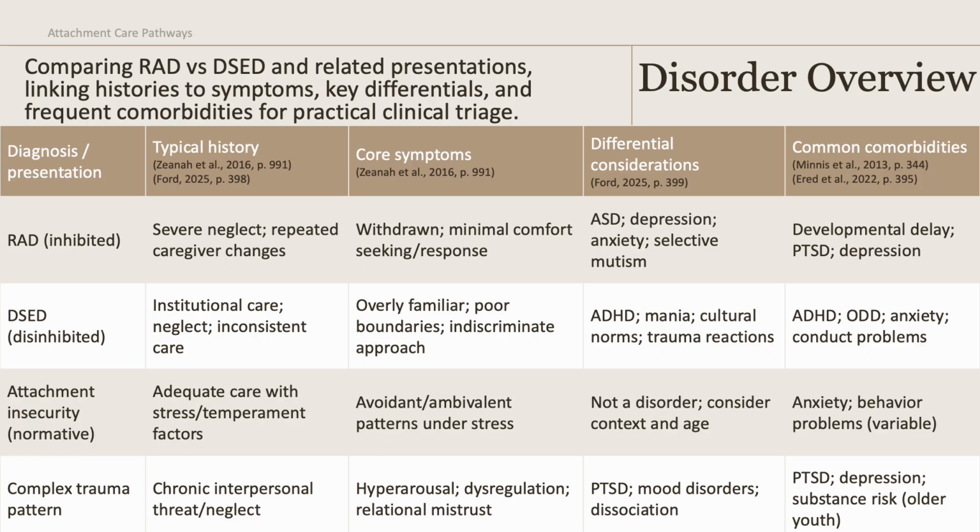Outcomes. Research examining adult outcomes of children with RAD found elevated psychiatric comorbidities and functional impairment, including lower educational attainment and higher rates of psychopathology in adulthood. However, early relational interventions significantly improved trajectories. The inhibited pattern often resolves more readily than the disinhibited type, which tends to persist longer despite treatment.